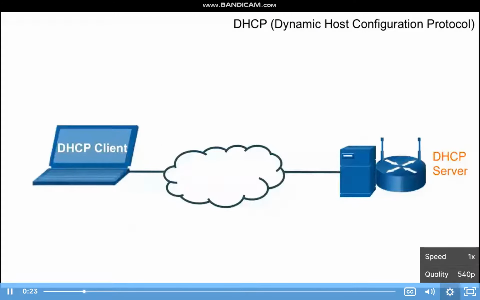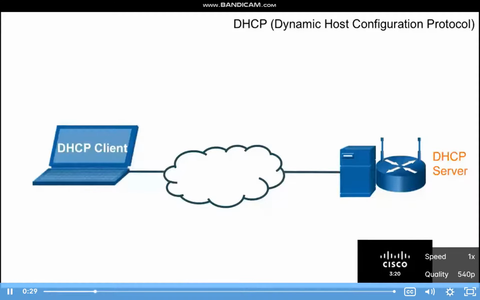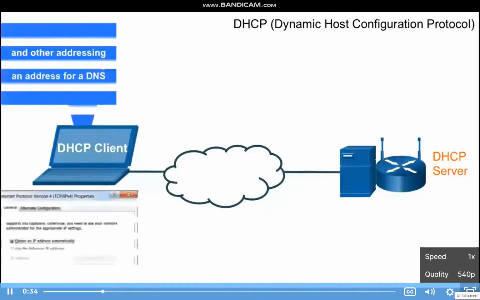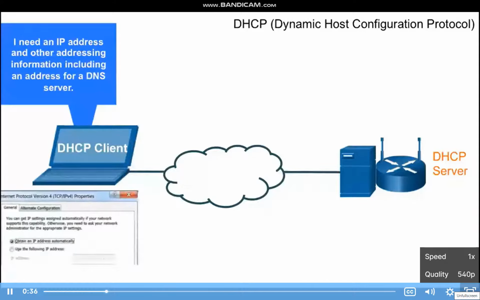DHCP, or Dynamic Host Configuration Protocol, is a network service that allows a DHCP server to provide addressing information to client computers. This DHCP client has been configured to obtain its addressing information automatically from a DHCP server. This is the default on most user computers and devices.